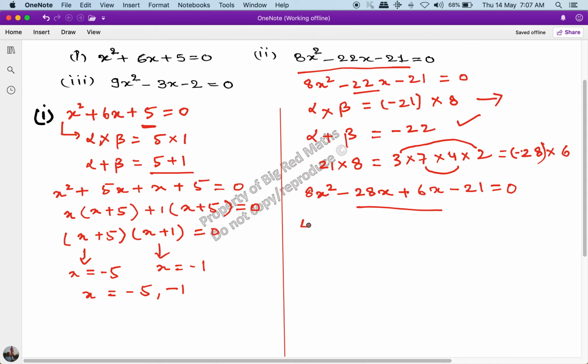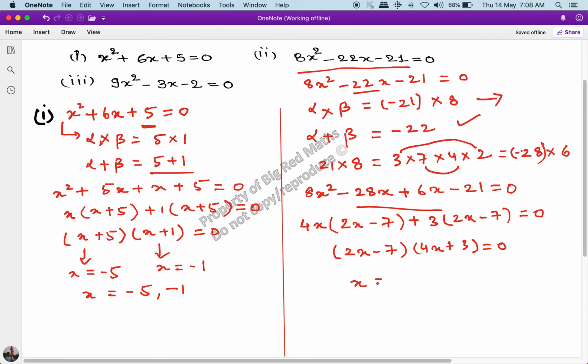Now the question becomes very simple. All you have to do is take out the common factor, which is 2x minus 7 plus 3, and this will be 2x minus 7 equal to 0, and you get 2x minus 7 into 4x plus 3 equal to 0, and x will be equal to 7 by 2, or x will be equal to minus 3 by 4. I equated this with 0 and I equated this with 0 separately.